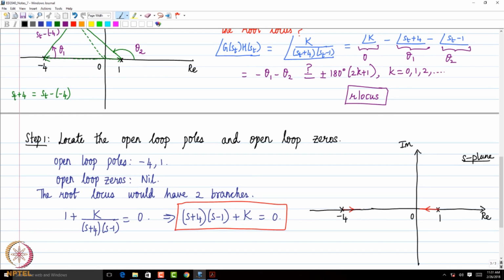On the other hand, you take a test point somewhere here. What would be θ1 and θ2? θ1 would be 0, θ2 would be 180. So, you see that the angle condition is satisfied, correct? Is it clear how the two branches come off like this?